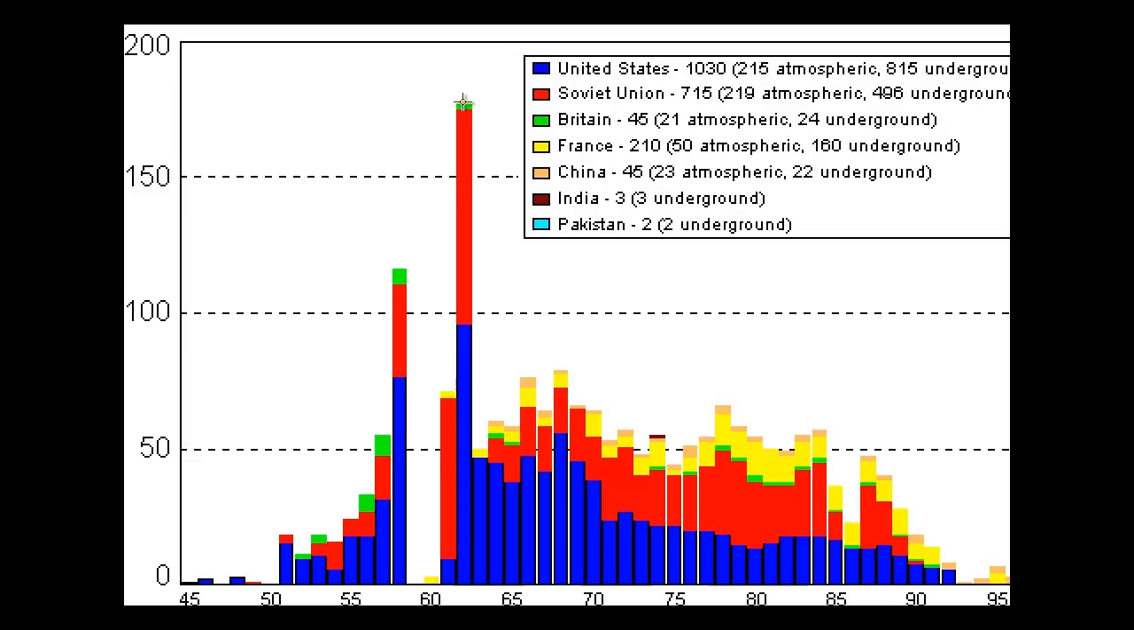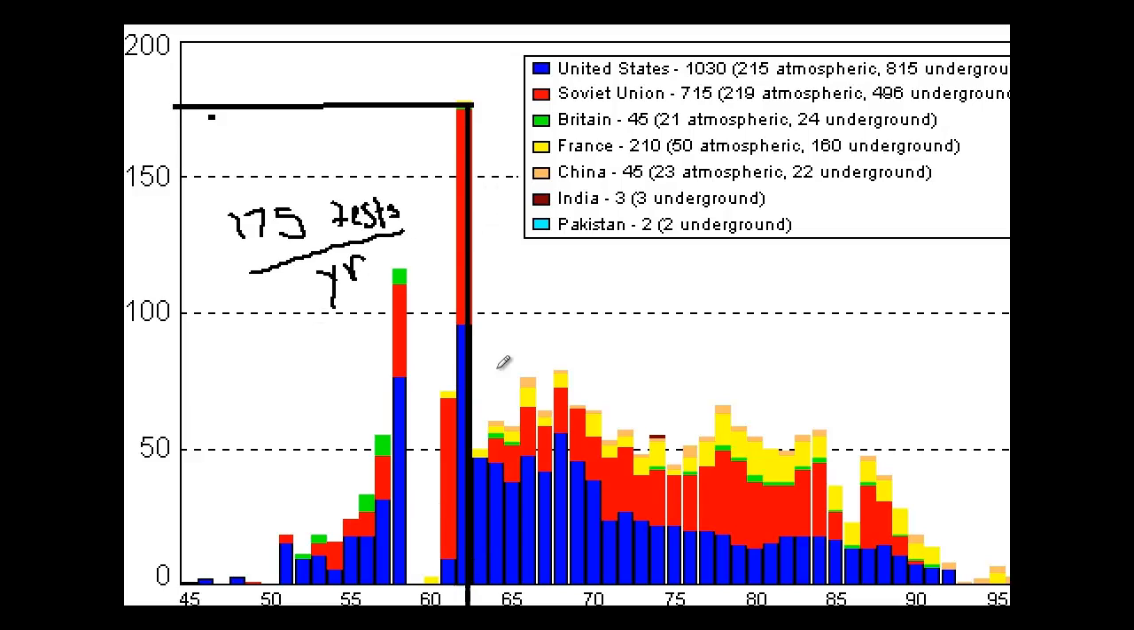Our task here is to look at a range of dates and see if we can estimate from the graph what the average number of tests per year was. If we look at an individual year like 1962, where it's the highest here, so I'm drawing a line up 1962, you can see that its height is about somewhere around 175. So the average rate in 1962 is about 175 tests per year.